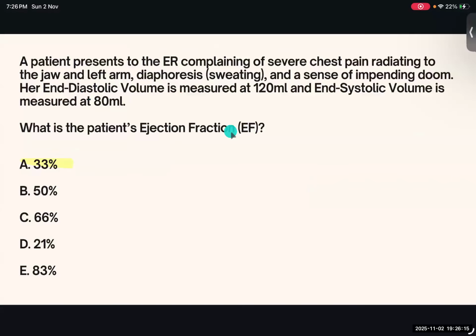So she started out with 120 milliliters at the end of diastole, and then at the end of systole, so after contraction, she remained with 80 milliliters. So 120 minus 80 is going to be 40 milliliters. That is the amount of blood that she pushed out, and that is the stroke volume. So once we divide the stroke volume, which was 40, by 120 milliliters, we get 33%, which is the ejection fraction of the patient. Is that clear to everybody?